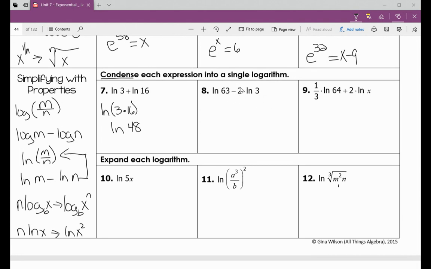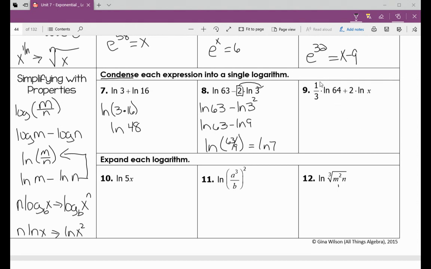So in this problem number 8, I do have a multiplier. So the first thing I'm going to do is use my power property to write that as an exponent. So natural log of 3 squared, which is 9. So I'm going to go ahead and simplify that. So natural log of 9. And then I'm going to write natural log of 63 divided by 9, and that reduces to natural log of 7.